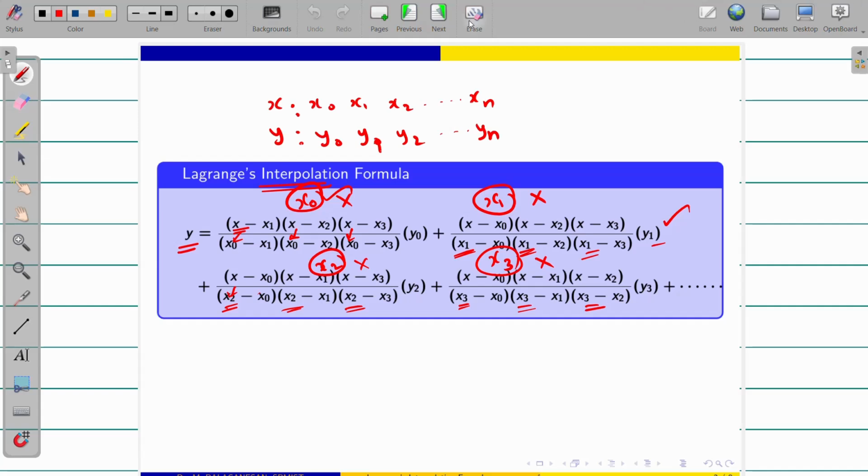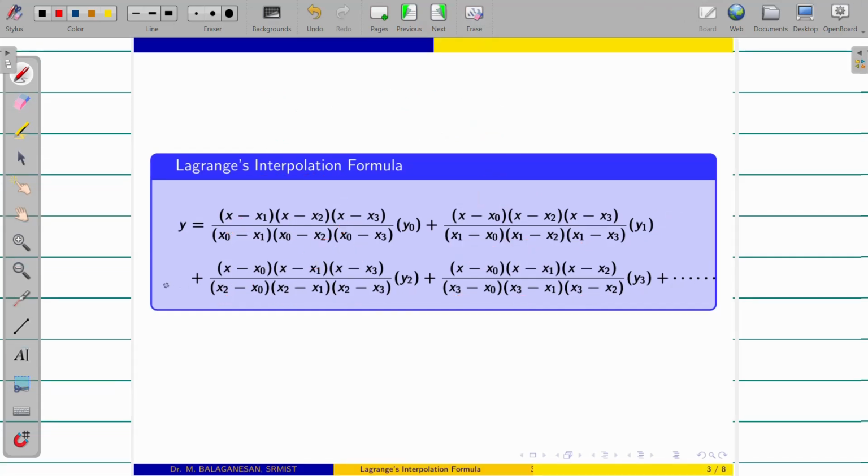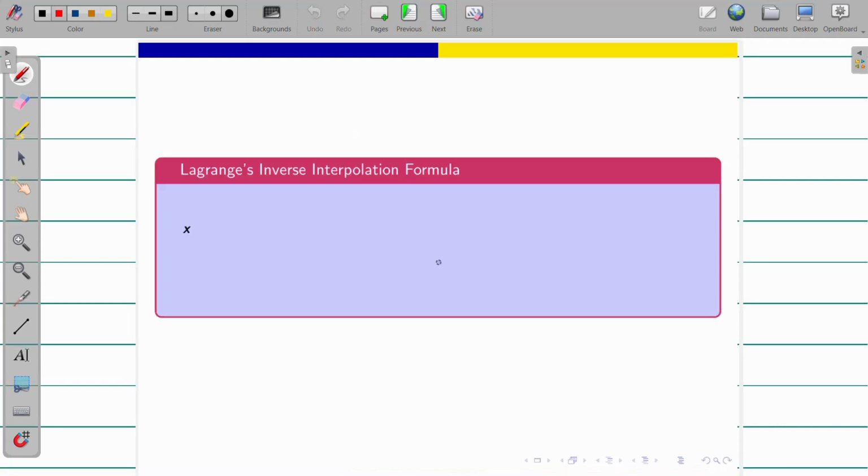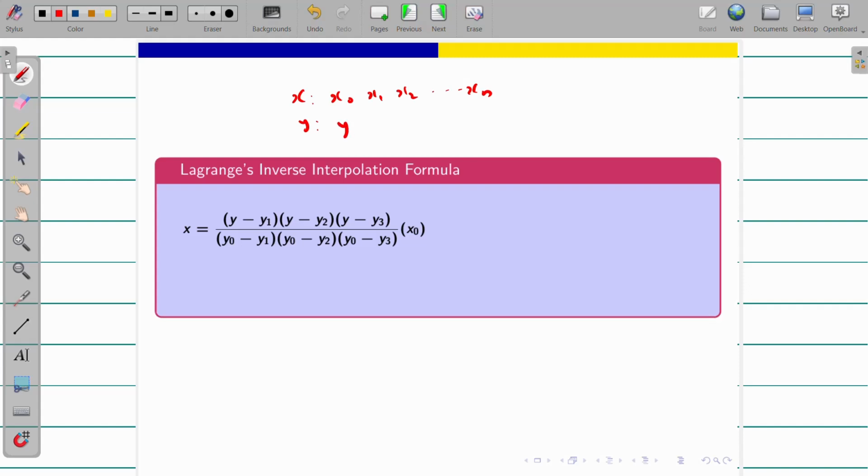Right. Suppose we have to find the x value, whereas here we found the y value. So what do I have to do now? I have to find x. My x values are given for the table values: x0, x1, x2, etc., xn, and y0, y1, y2, etc., yn.